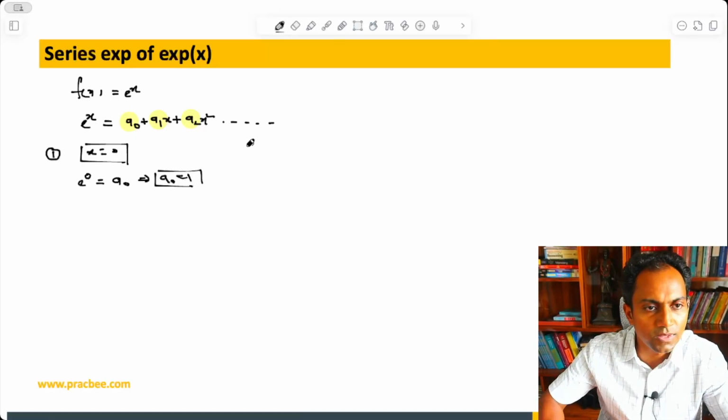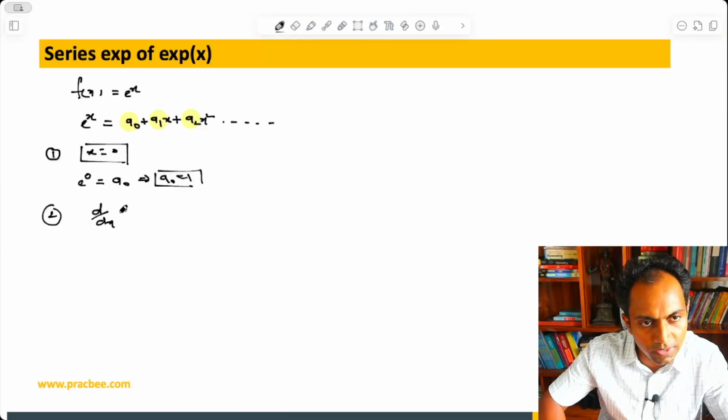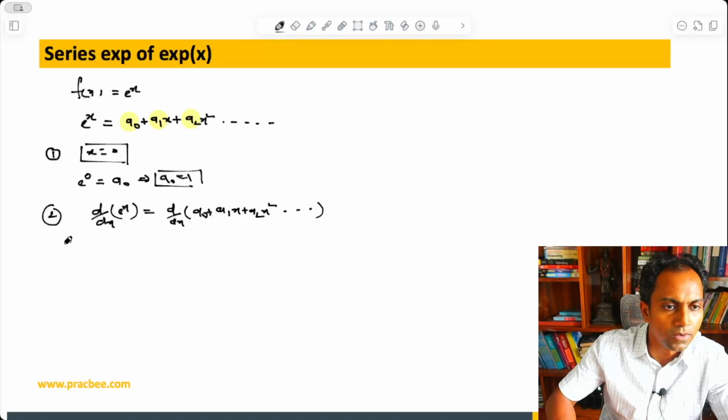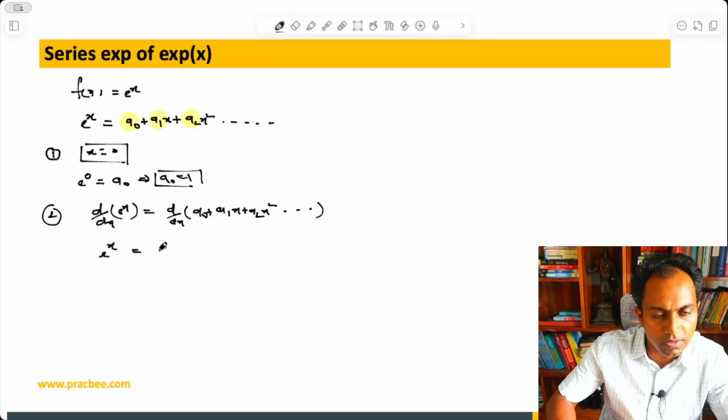For the next one, in the next iteration, we can differentiate both the sides. So if I differentiate, d by dx of e raised to the power x will come, and then the derivative of a0 plus a1x plus a2x square. If I differentiate it, this comes out to be e raised to the power x. This becomes 0. This becomes a1, then 2a2x and so on and so forth.